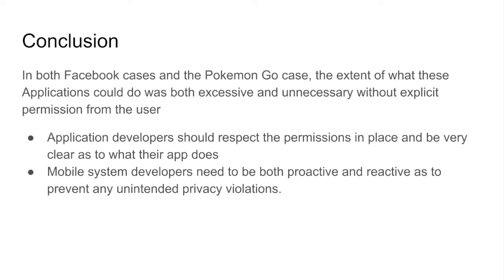In both the Facebook Messenger as well as the Pokemon Go case, the extent of what these applications could do was excessive and unnecessary, as well as without explicit permission from the user. Even when permission was given, it was often in a very misinformed manner. Application developers have a responsibility to respect the permissions that are put in place by system designers, as well as to be transparent to their users about what data they're collecting and storing. Mobile system designers also need to be proactive in order to prevent this from happening, and reactive in case it does happen, to prevent any unintended privacy violations.